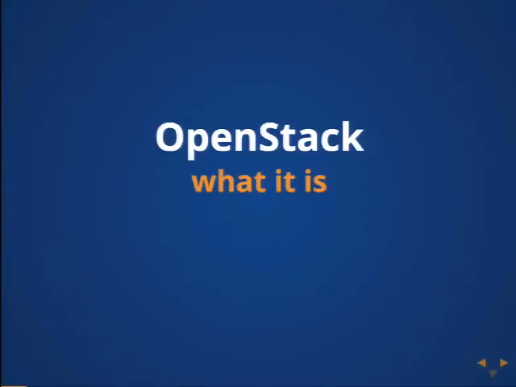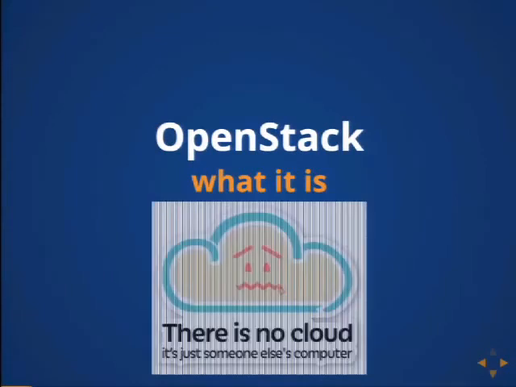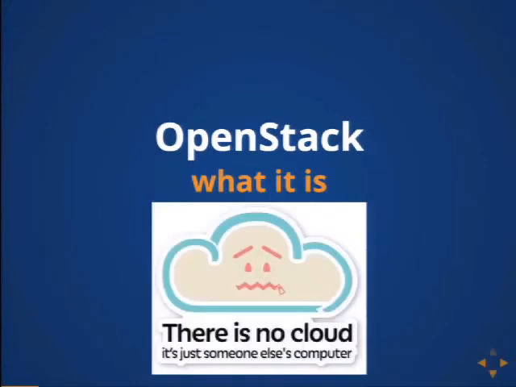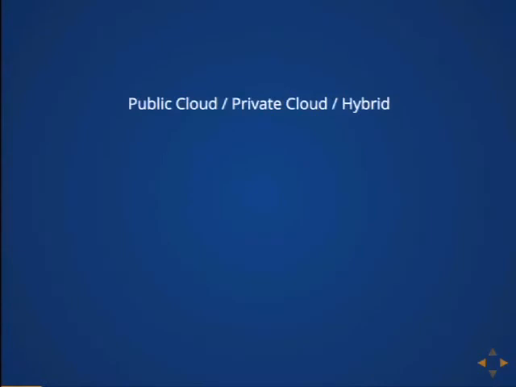Well, let's talk a bit about what OpenStack itself is. And when we're talking about the clouds, it's always important to remember that there is no cloud. It's just somebody else's computer, right? AWS is just a whole bunch of Amazon's computers sitting in data centers that they give you some time on. Azure, same thing, a bunch of Windows machines, who knows where, you get some time on it. Rackspace, a bunch of different data centers, you get some time on them. So OpenStack is public cloud, private cloud, hybrid.